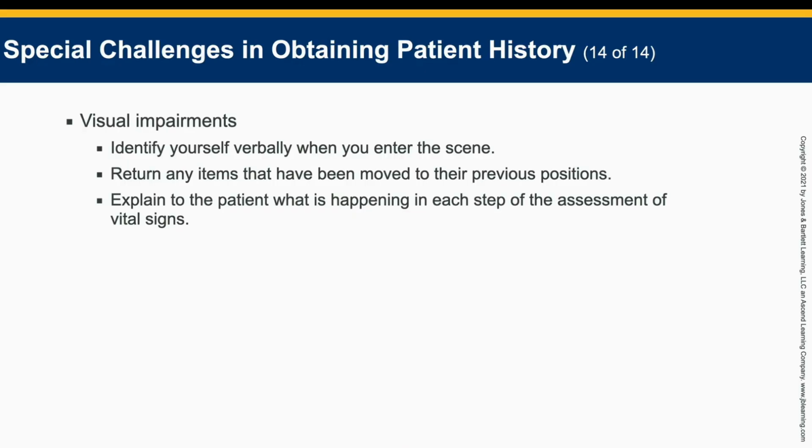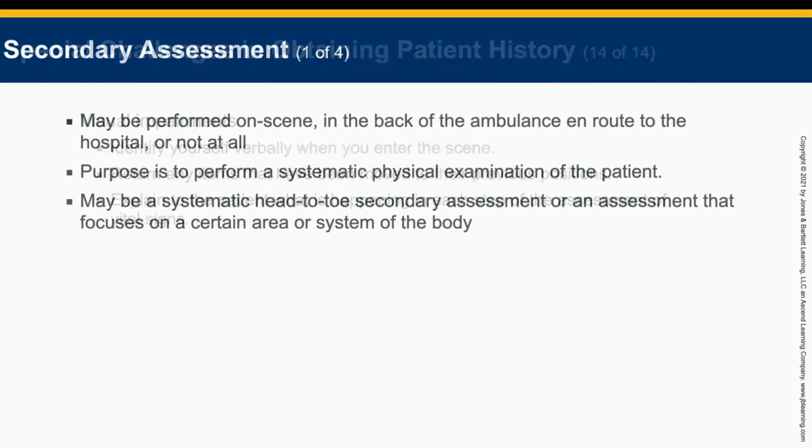It's also important to explain what you're doing during each step of the assessment, especially when we're checking vital signs or doing procedures. This helps the patient feel more comfortable and reduces anxiety. After completing the primary assessment and addressing any life threats, you may perform a secondary assessment. This may be performed on scene, in the back of the ambulance during transport, or in some situations, maybe not at all, depending on the patient's condition and transport priority.